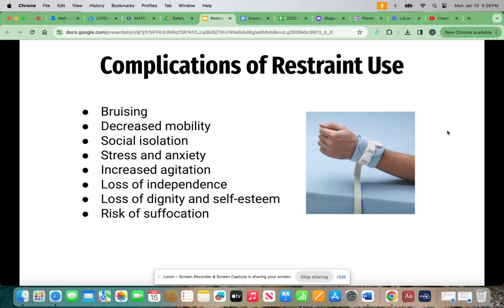There are multiple complications from restraint use: bruising, decreased mobility, social isolation, stress and anxiety, increased agitation, loss of independence, loss of dignity and self-esteem, and the risk of suffocation. Decreased mobility from restraint use can lead to pressure injuries, pneumonia, incontinence, and constipation.